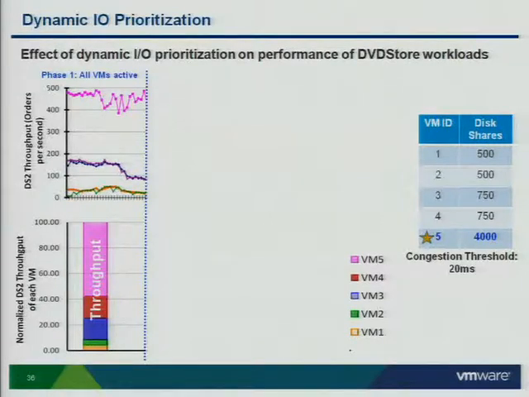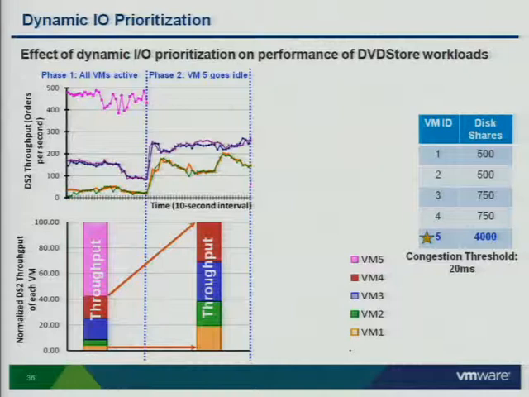In fact, you can see that in the vertical bar at the bottom, which shows the individual throughput of the DVD store workload that were running on all the VMs. You can see that they are somewhat in proportion, or you can expect them to be in proportion to the disk shares, but I will show you how close they were.